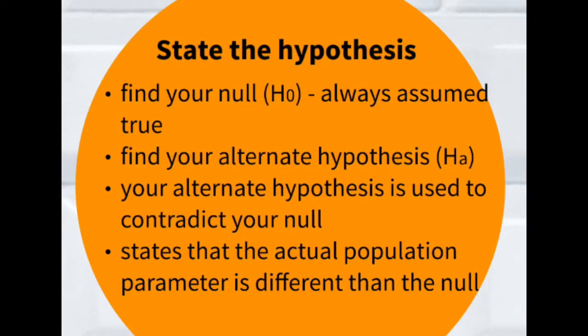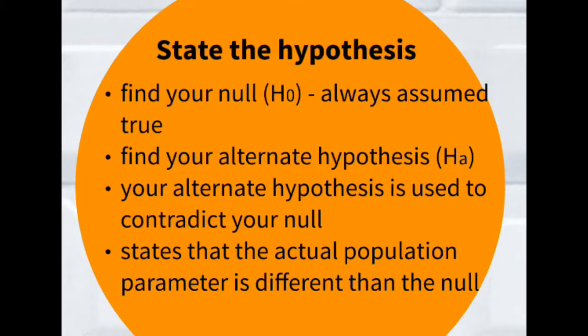So your first step is to state the hypothesis. When stating the hypothesis, you start by finding your null hypothesis, which is denoted as H subscript 0. Your null hypothesis is a statement about a population parameter, primarily population mean. Using hypothesis testing, you always assume the null hypothesis to be true.